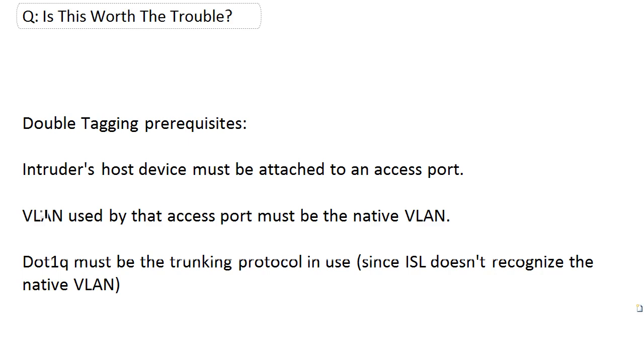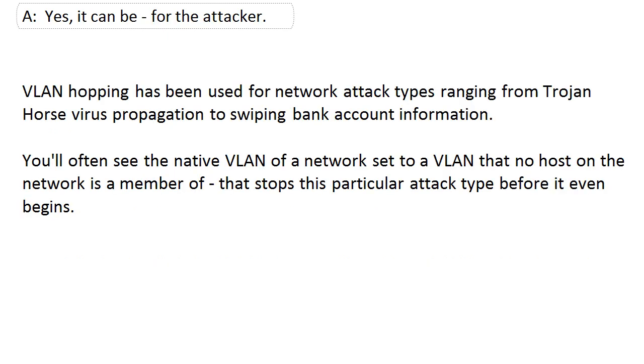So there's a lot going on here for an attacker to be able to use double tagging against us. Now, again, it doesn't seem like a big deal when we've got so many other more serious attacks to worry about, right? But VLAN hopping has been used for network attacks, to swiping bank account information. It's beyond the scope of the exam, but if you want to go to Wikipedia or Google, your favorite search engine, just do a search on VLAN hopping. You'll be surprised how many serious attacks have been launched with what seems like such an innocent little problem.